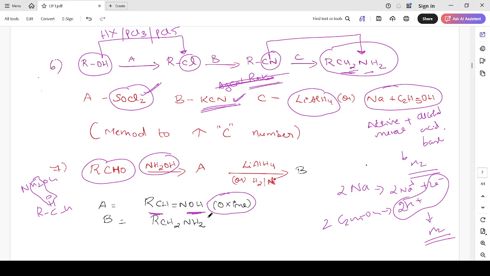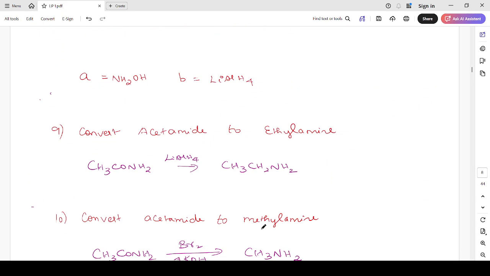So oxime upon reduction, remember please, will form amines again. Very simple, break the bond. Reduction means addition of hydrogen, removal of oxygen, right? So I'm adding hydrogen here and I'm removing oxygen. So I'm forming amine. Okay.